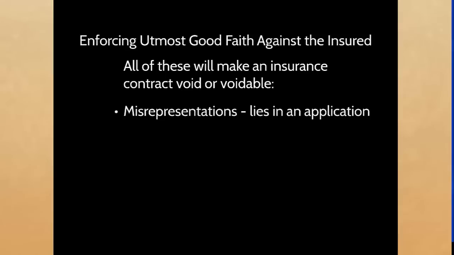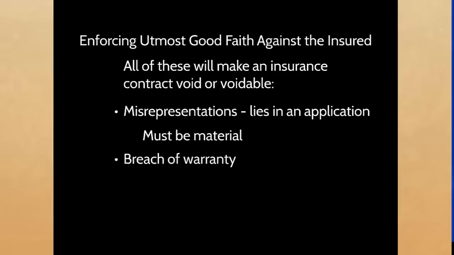First, misrepresentations. If it's discovered that the insured has lied in an application for insurance, the policy is void or voidable. However, that statement must be material. So, for example, if someone accidentally gives a wrong home address in an application for business insurance, it's unlikely that this would be a material fact having anything to do with the riskiness of the exposure, and it wouldn't result in contract voidance. Next, there's a breach of warranty.